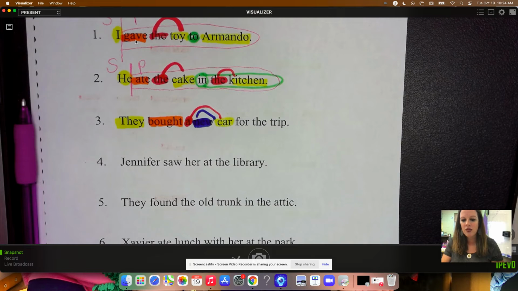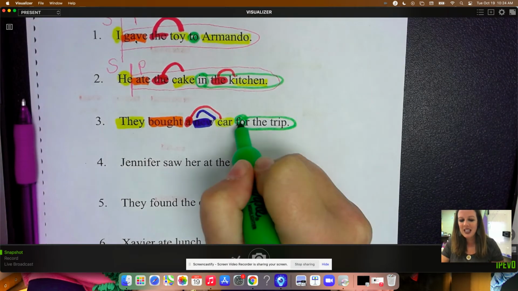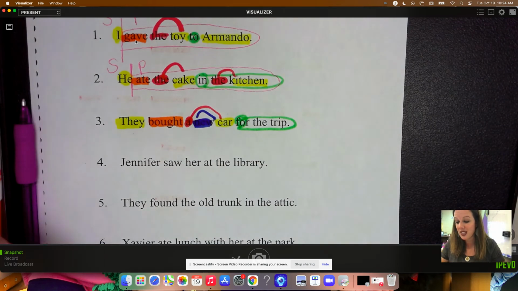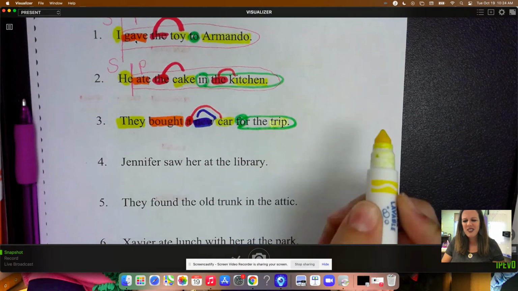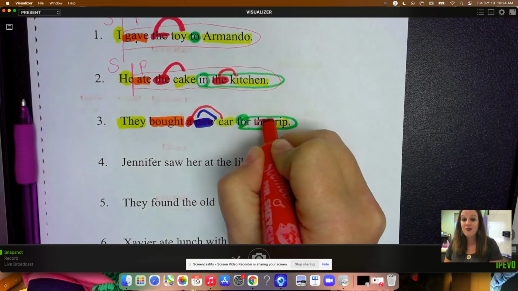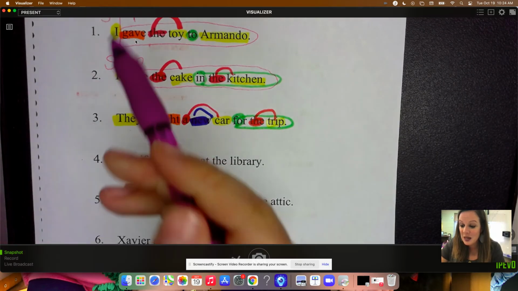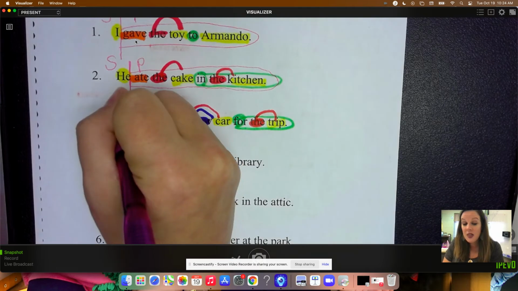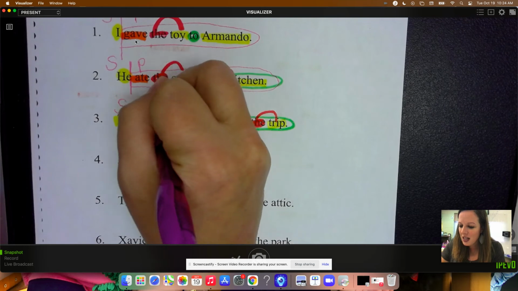They bought a new car for the trip. Hey, I see a preposition. For the trip. I can look inside my prepositional phrase and always find a noun. Trip is a noun. If I didn't know that trip was a noun, I have a noun marker nearby telling me there's a noun here. They bought a new car for the trip. Well, who did? They did. They is the subject of our sentence. The predicate, it tells about the subject. What did they do? They bought a new car for the trip.